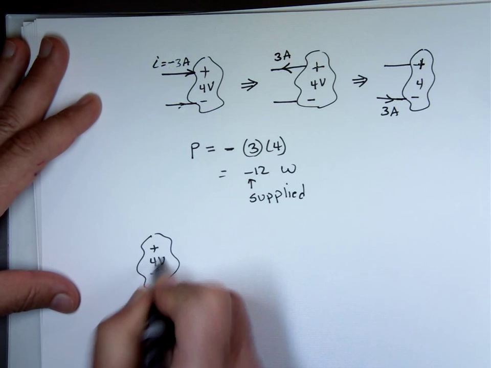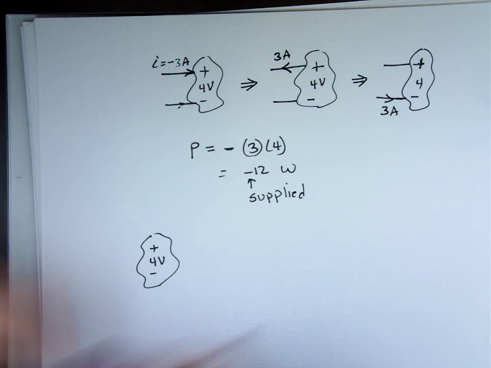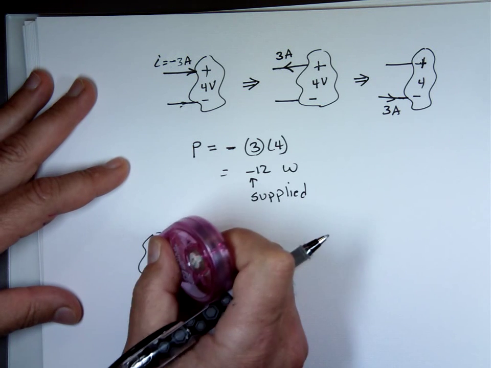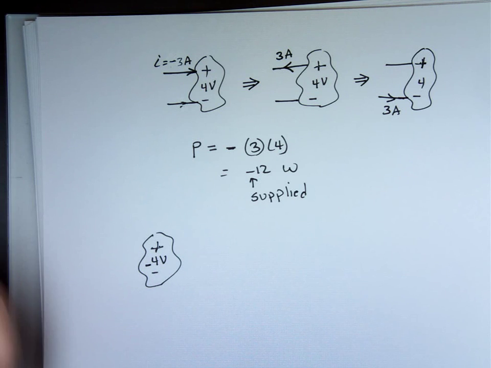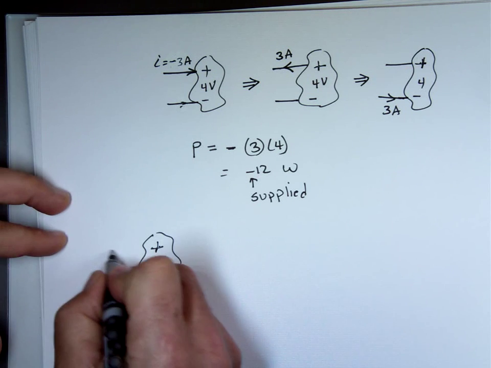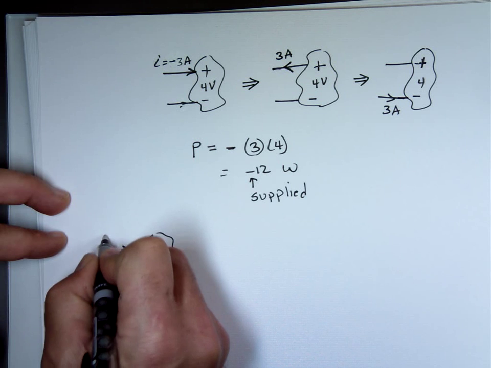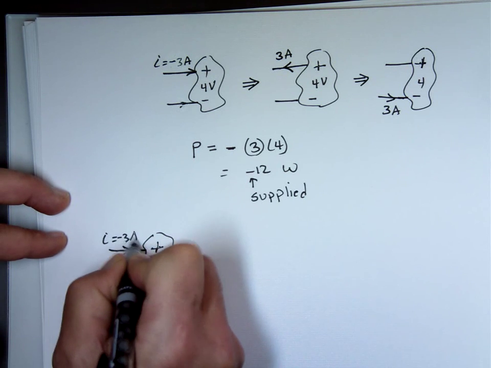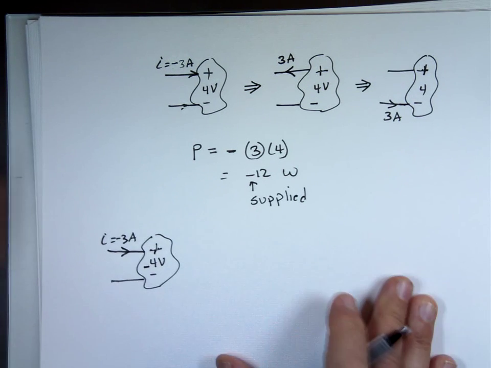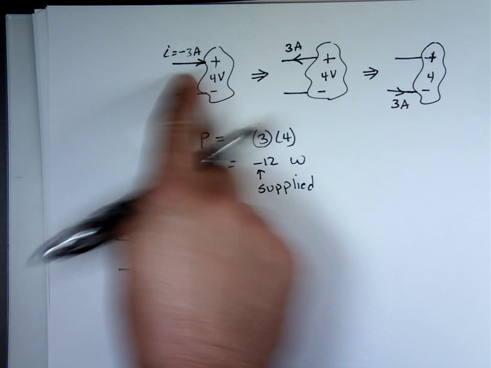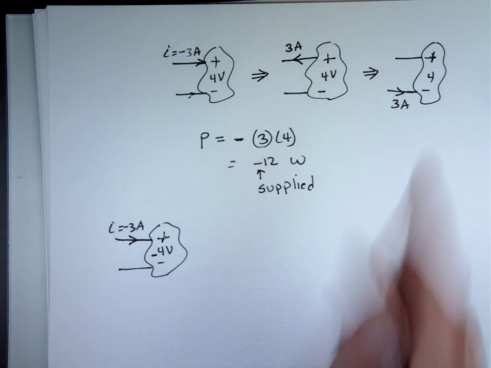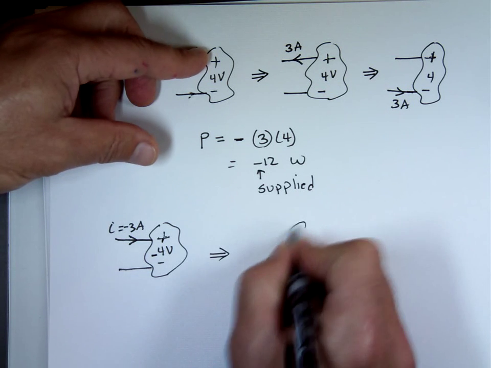Let me reverse these. Let's have negative 4 volts here. I equals negative 3 amps. Notice this negative 4 volts, and that's negative 3 amps. We know what the negative 3 amps means, we just did that in this example. So that negative 3 amps really means the current was going in this direction of 3 amps.